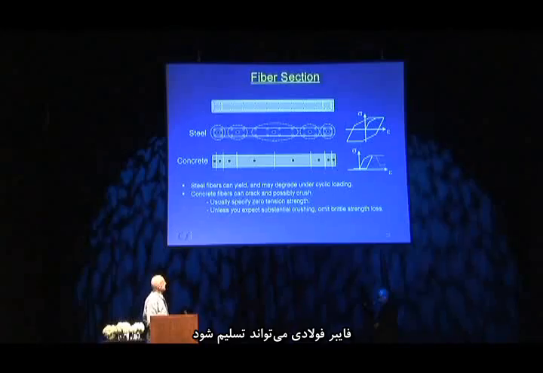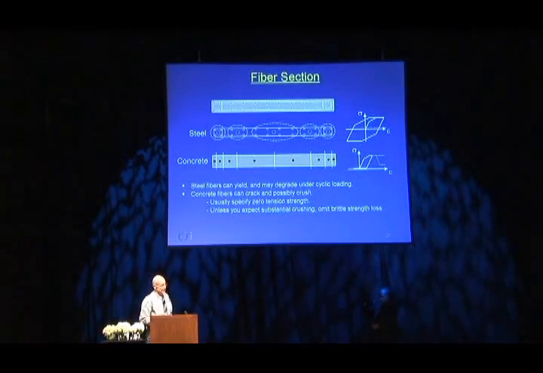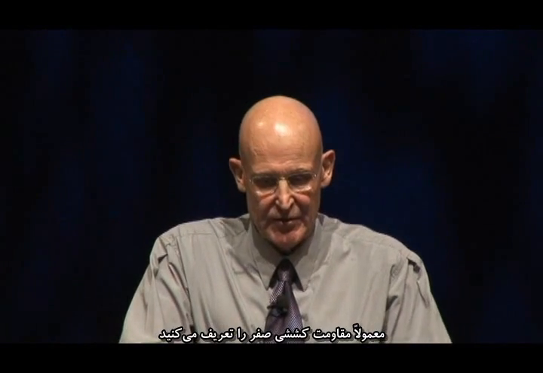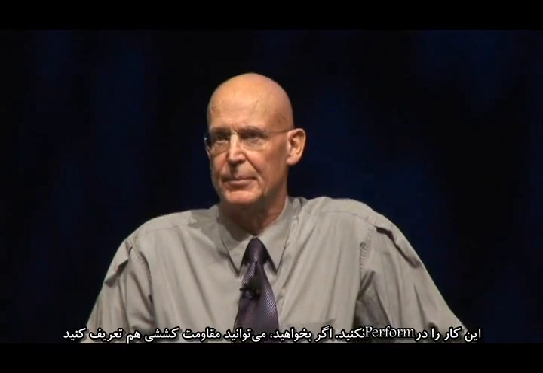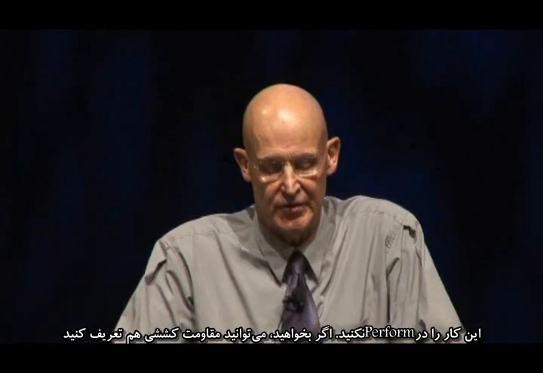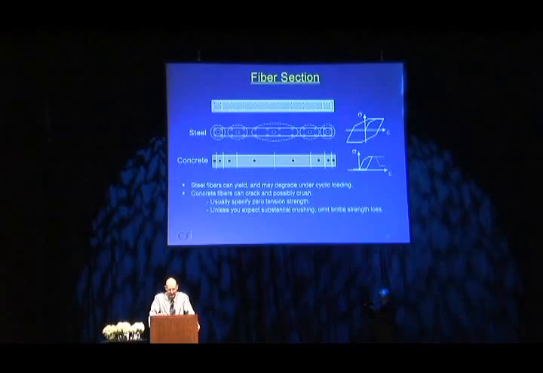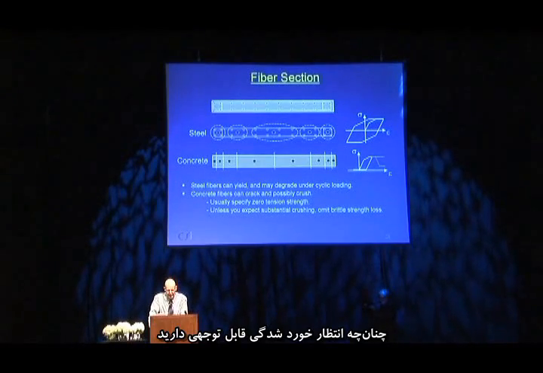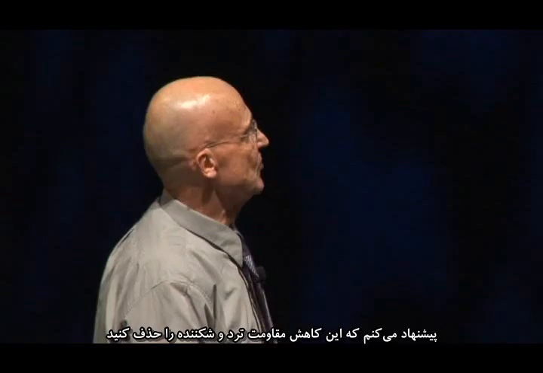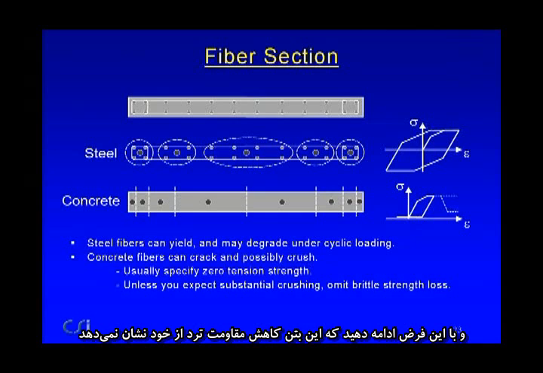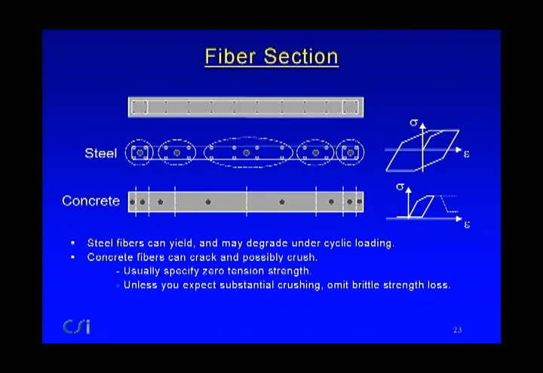The steel fibers can yield, and they may degrade under cyclic loading. The concrete fibers can crack, possibly crush. Usually you'll specify zero tension strength. You don't have to do this in Perform. You can specify tension strength if you wish. But once it cracks on the first cycle, the tension strength is gone anyway. So it's more convenient, easier to ignore any tensile strength. And unless you expect substantial crushing, I suggest omitting this brittle strength loss and just going ahead with the assumption that it's not going to exhibit brittle strength loss.